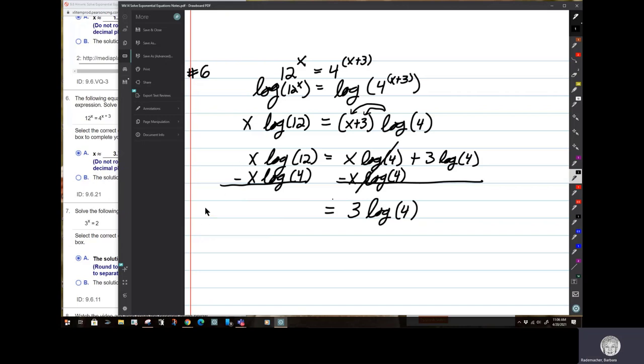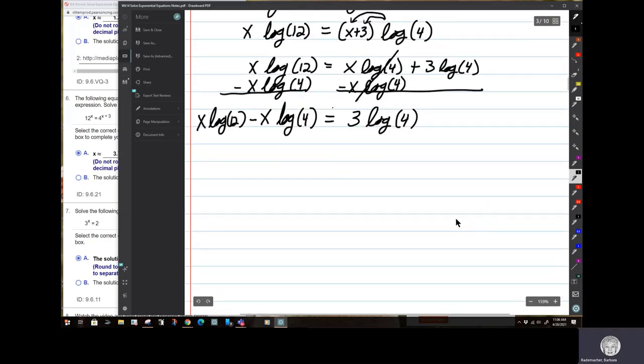Okay, this is going to be x log 12 minus x log 4. Now I pull out the GCF, which conveniently happens to be x, and write down the leftovers.